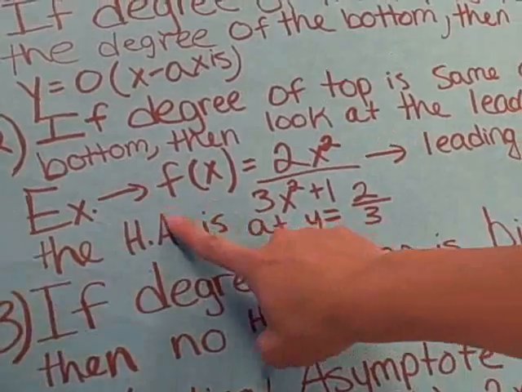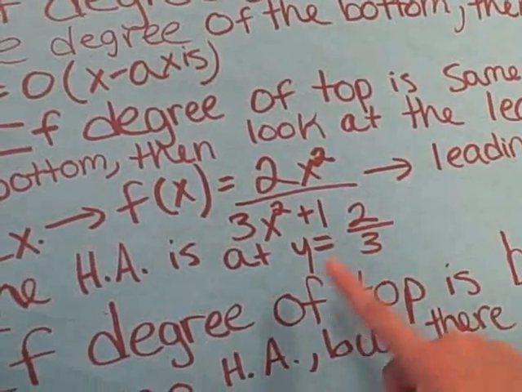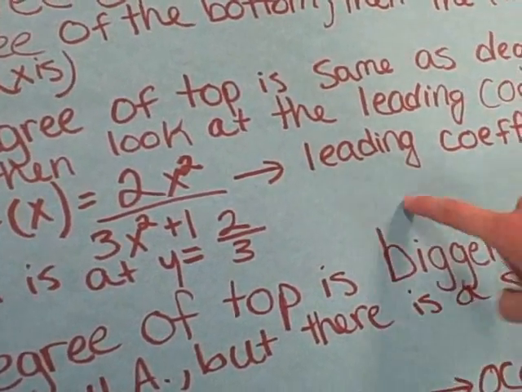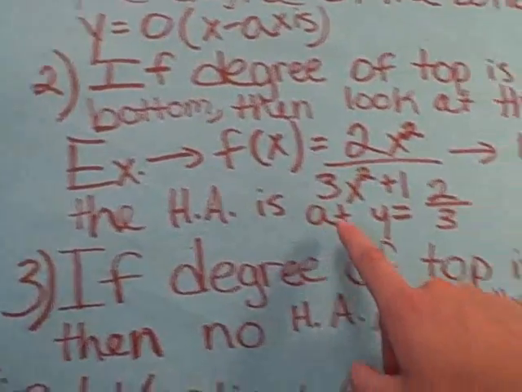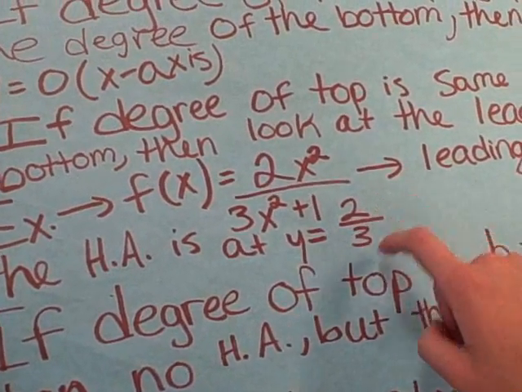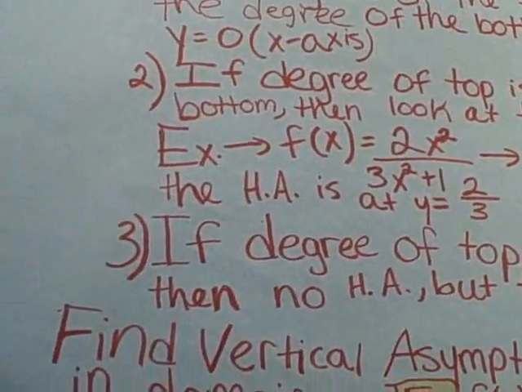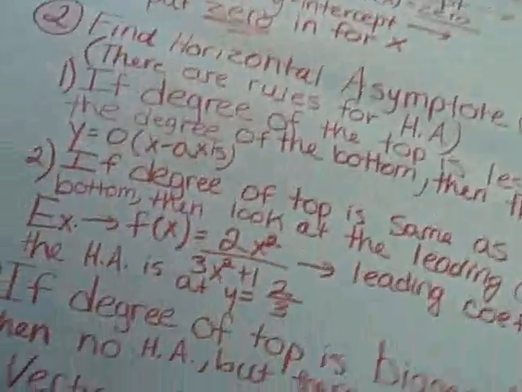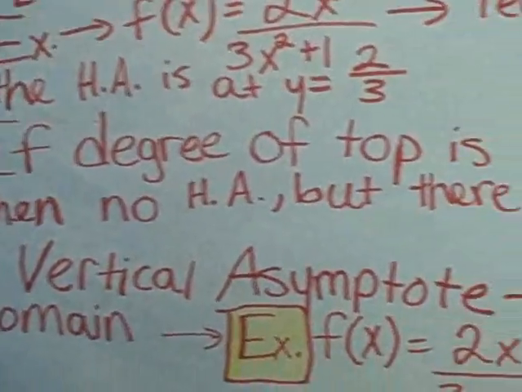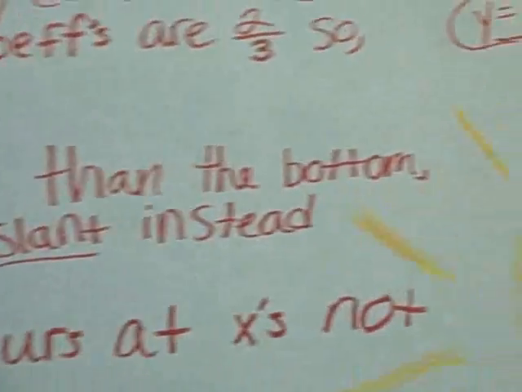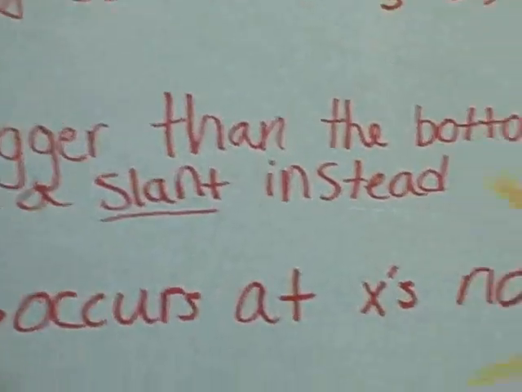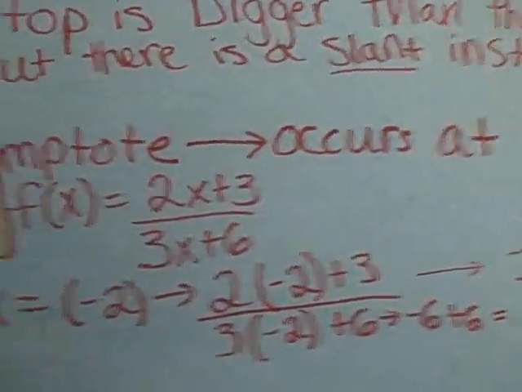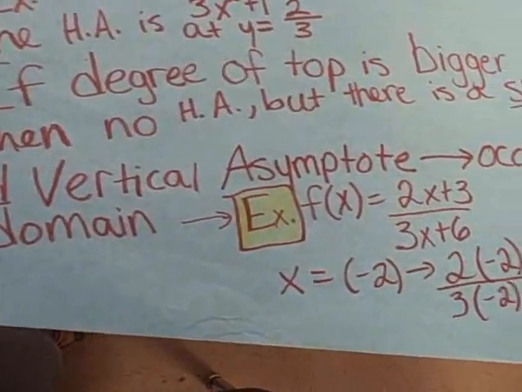Okay, so our example, f of x is 2x squared over 3x squared plus 1. Your leading coefficients are 2 and 3, so the horizontal asymptote is at y equals 2/3. Okay. And then, if the degree of the top is bigger than the bottom, then there's no horizontal asymptote at all, but there's a slant instead, and that's kind of rare, but we do have some problems with that later on. Fran's going to explain how to find the vertical asymptote in an example.